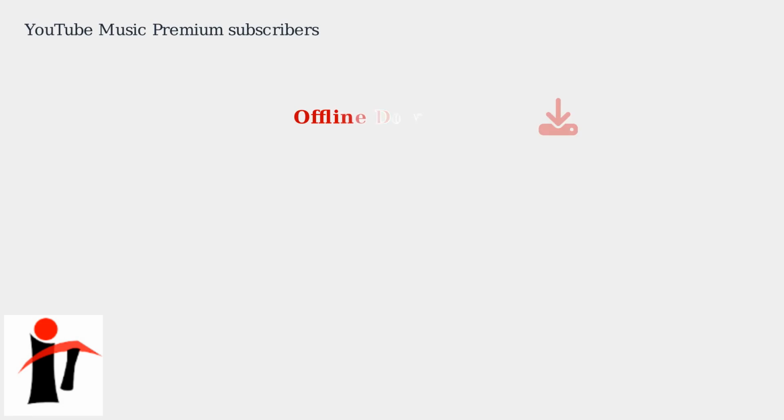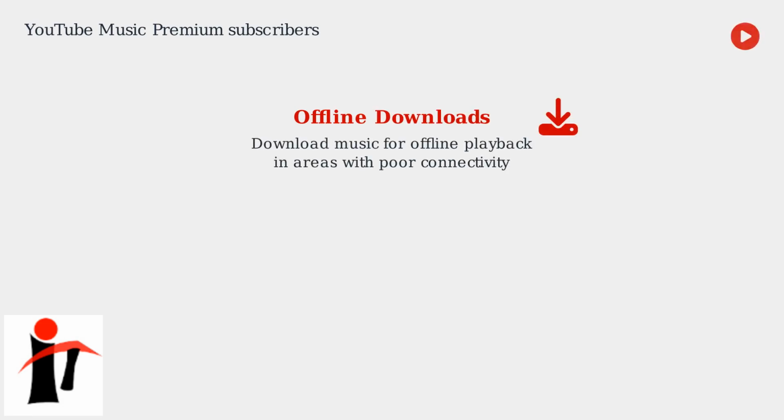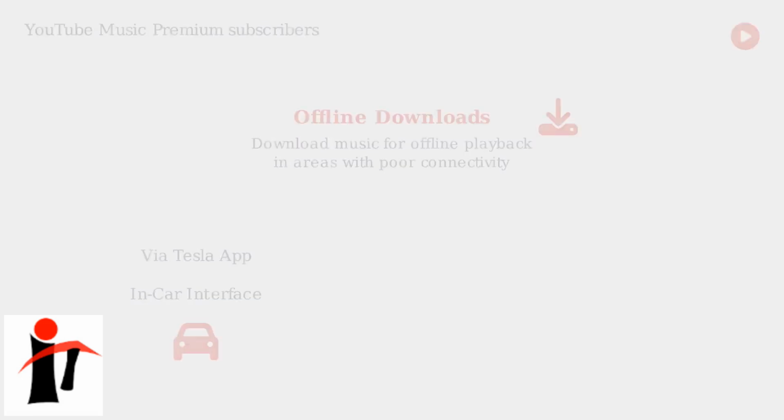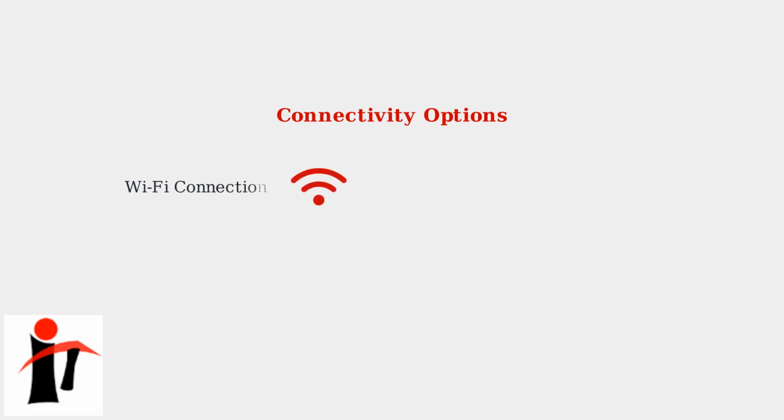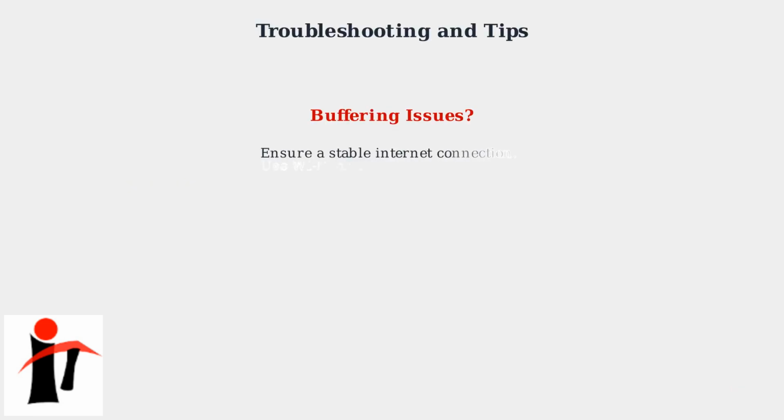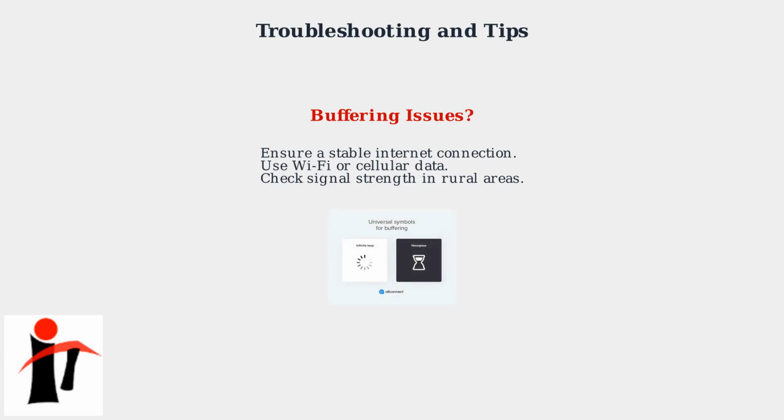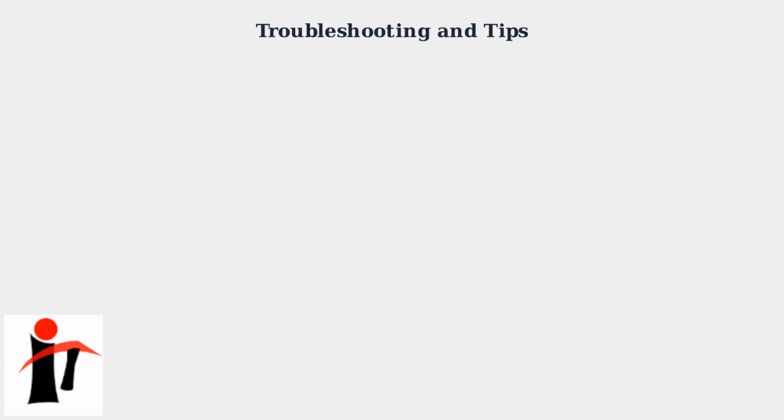YouTube Music Premium subscribers can download music for offline playback in areas with poor connectivity. Download songs via the Tesla app or directly through the in-car interface. Connect via Wi-Fi, Tesla's built-in data plan, or Bluetooth for streaming. If you encounter buffering issues, ensure a stable internet connection by using Wi-Fi or cellular data. Check signal strength, especially in rural areas where connectivity might be poor.